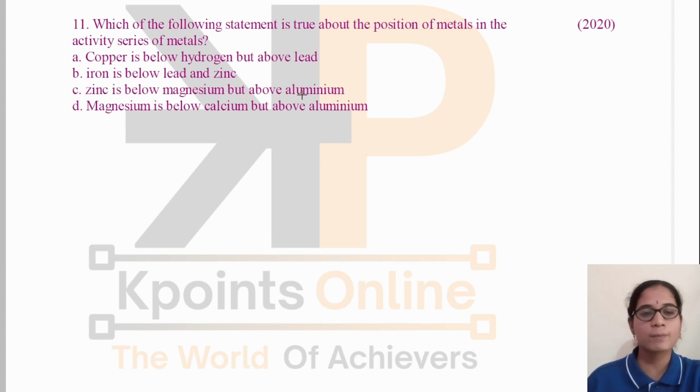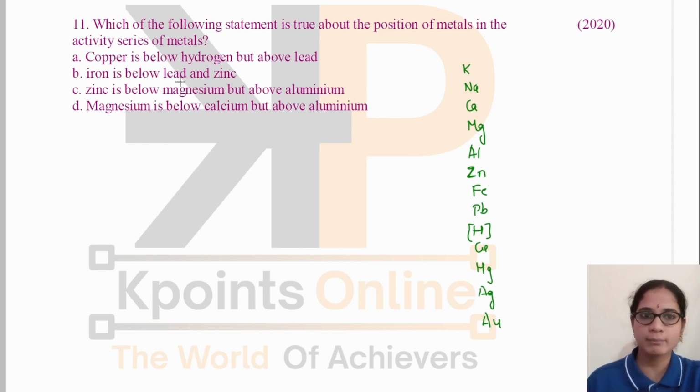Then which of the following statements is true about the position of metals in the activity series of metals? Copper is below hydrogen but above lead. Iron is below lead and zinc. Zinc is below magnesium but above aluminium. Magnesium is below calcium but above aluminium. You can easily solve this question just by writing the reactivity series. Yes, let us check options one by one.